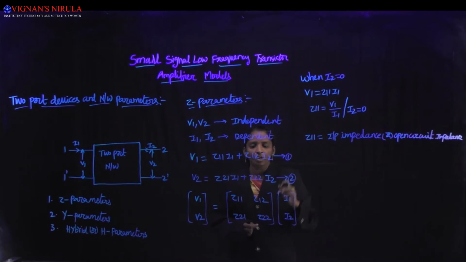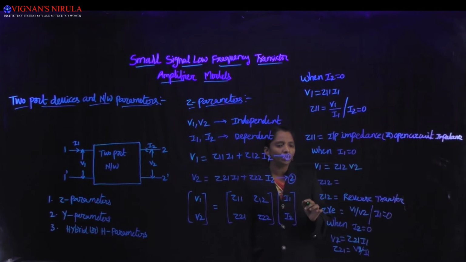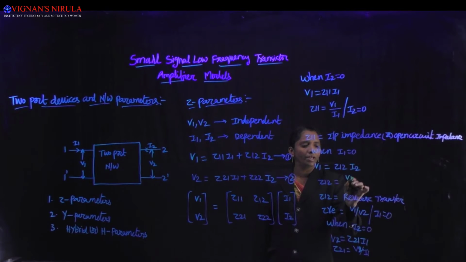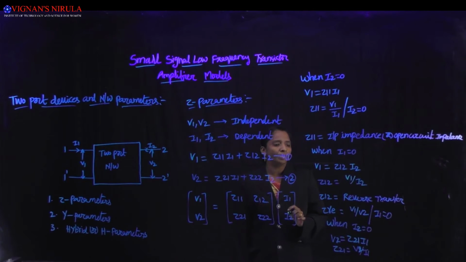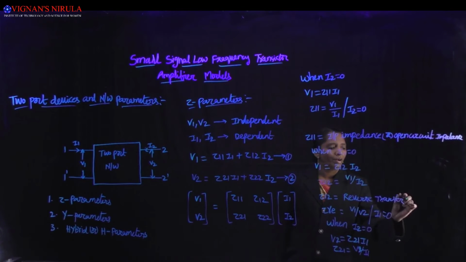Now we are going to calculate Z12. To get the Z12 value, I1 should be 0. V1 equal to Z12 I2. From that, Z12 equal to V1 by I2. Here V1 by I2 means reverse transfer impedance.